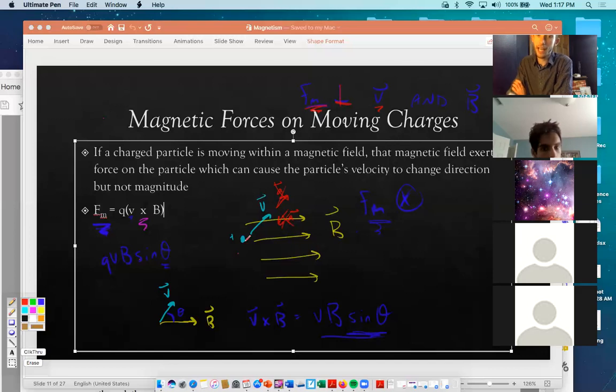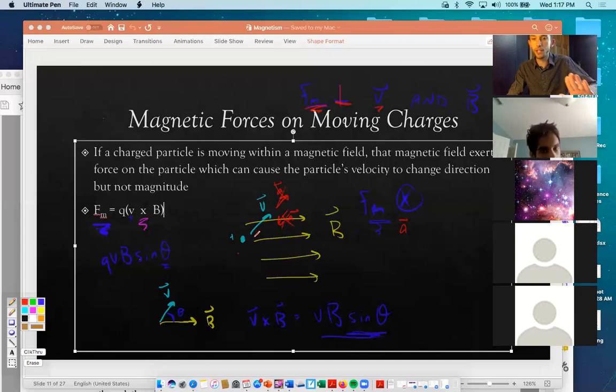The only acceleration I have, we just decided, is that my force vector is going into the screen. That's perpendicular to the velocity vector. So that's going to be my acceleration vector as well, going into the screen. That's perfectly perpendicular to the plane of the screen where the velocity is. So my particle will never be sped up or slowed down by a magnetic force like this. Rather, it's only going to change direction.